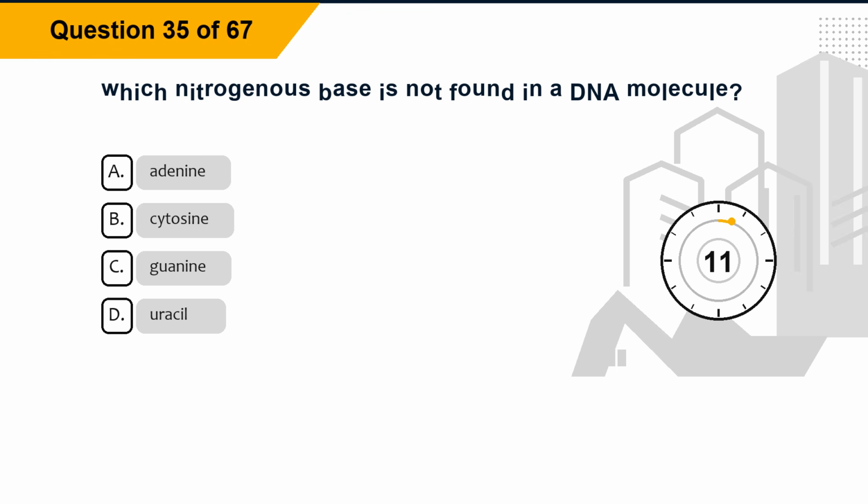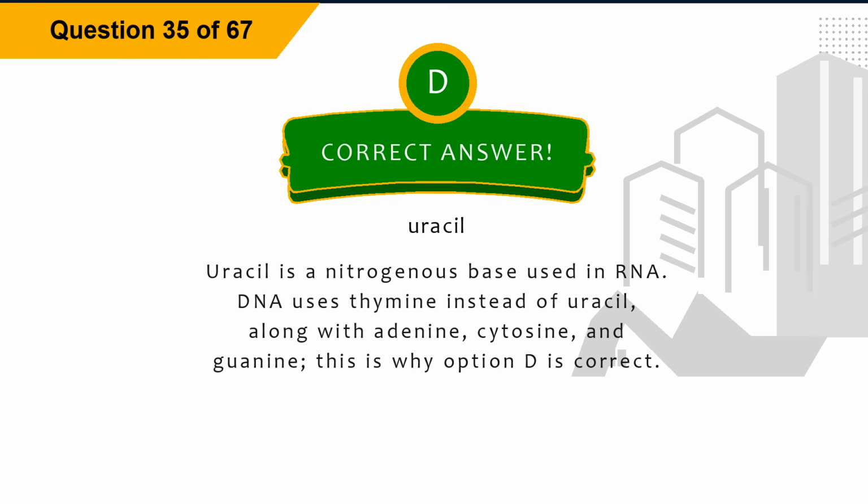Question 35. Which nitrogenous base is not found in a DNA molecule? Option A, adenine. Option B, cytosine. Option C, guanine. Option D, uracil. The correct answer is option D, uracil. Explanation. Uracil is a nitrogenous base used in RNA. DNA uses thymine instead of uracil, along with adenine, cytosine, and guanine. This is why option D is correct.